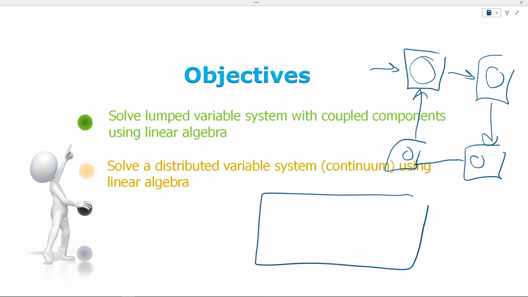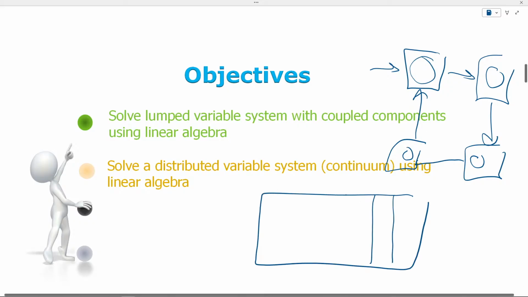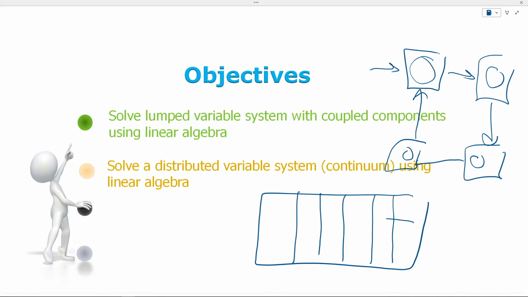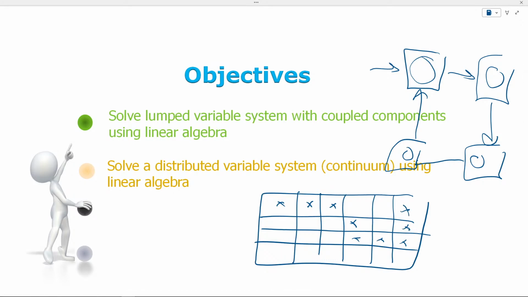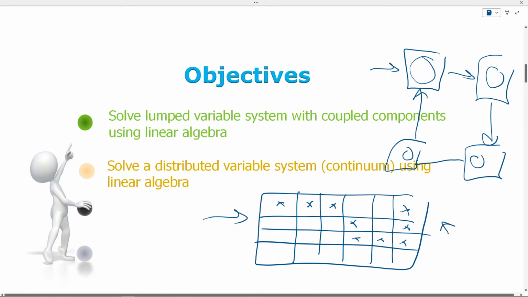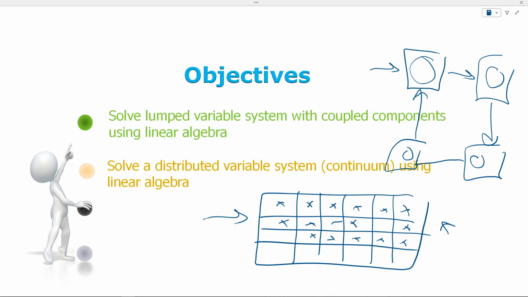A distributed system is not a black box model. It varies, it's distributed in space. Here I know what's happening at each point inside my system. The system still has an input and an output, but inside it is not a black box model. We know the state of the system at different spatial locations. That's why it's called distributed. One is called lumped because it's lumped spatially, and here it is distributed spatially.